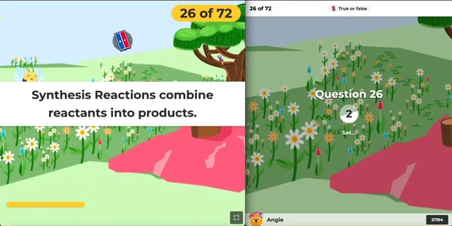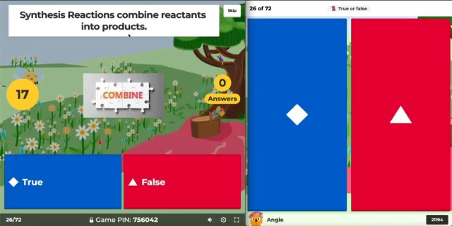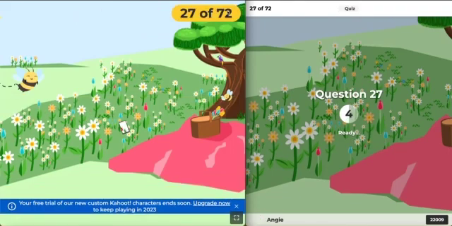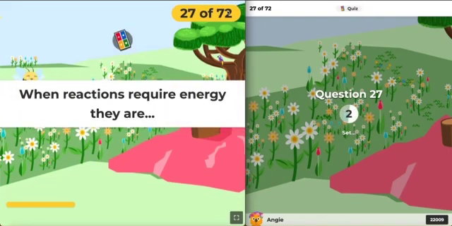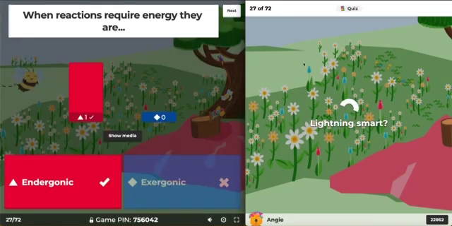True or false? Synthesis reactions combine reactants into products. So let's see. Synthesis reactions combine reactants into products. That is true. They're going to combine. They're the sum of metabolism, remember? When reactions require energy, they are considered endergonic.